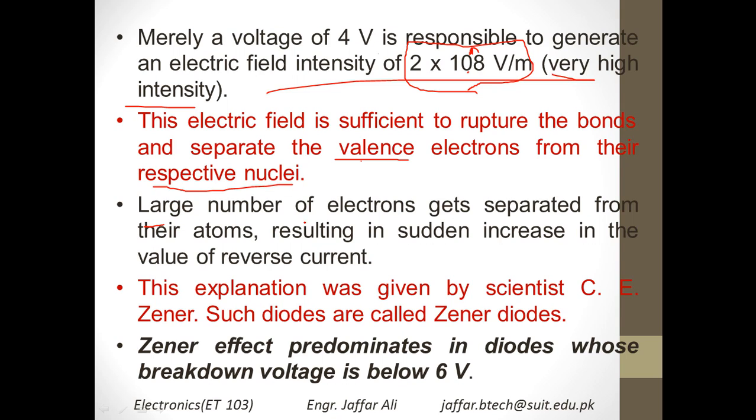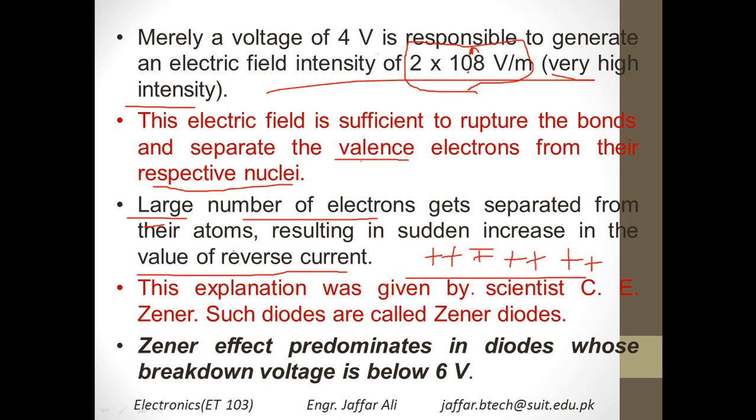When a large number of electrons get separated from their atoms, this results in a sudden increase in the value of reverse current. If a large number of electrons get separated, there will be much positive charge on those nuclei. So there is a huge possibility that a reverse current occurs here, and the value of this current can be high, because if the number of electrons leaving their nuclei is very large, there will be a huge positive charge on the nuclei as well.